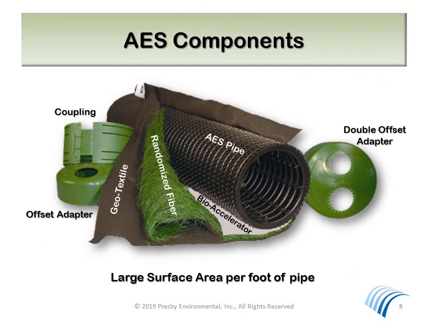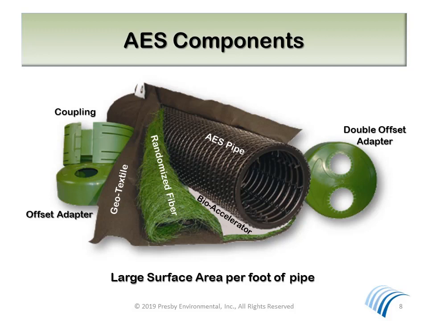Now let me introduce you to the components that you will use in the design and construction of your AES treatment systems. You've already seen the AES pipe. A few more details of interest are that the pipe is made out of a polyethylene polymer and is often composed of as much as 25% recycled materials. The geotextile fabric that surrounds the pipe is sewn and is a convenient location to grab and move the pipe.